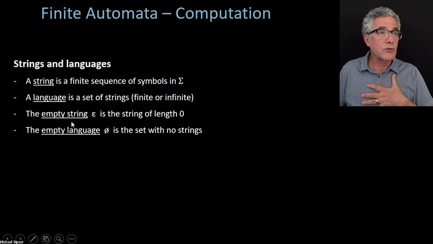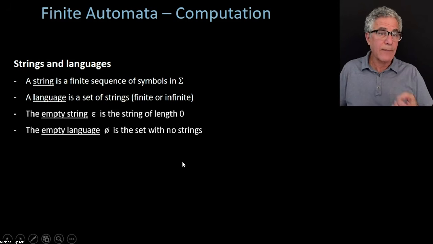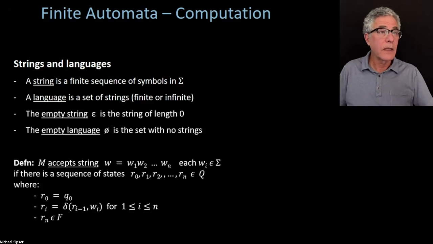Okay, so two special objects, a special string and a special language. The empty string is the string of length 0. This is a totally legitimate string that we're going to run into now and then. And there's the empty language, which is the set with no strings. These are not the same. They're not even the same type of object, so don't confuse them with one another. I mean, you can have a language which has just one element, which is the empty string. That is not the empty set. That is not the empty language. That is a language that has one element in it, namely the empty string. Okay, so those are separate things.